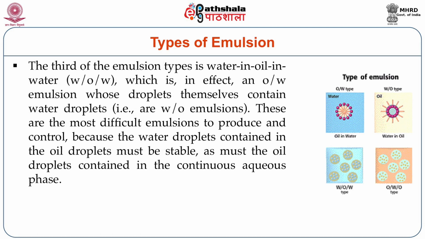Let us now move ahead to the third kind of emulsion, that is the water in oil in water emulsion. This is an oil in water emulsion whose droplets themselves contain water droplets, which are nothing but water in oil emulsions. These are the most difficult kind of emulsions to produce and control because the water droplets contained in the oil droplets must be stable, and the oil droplets contained in the aqueous phase also should be stabilized.